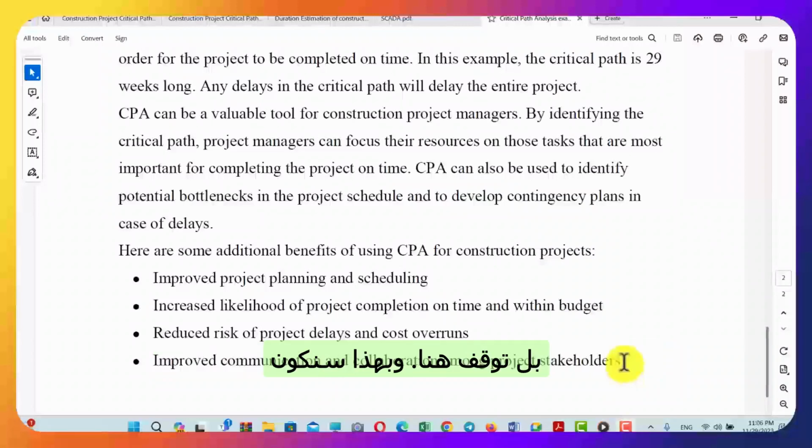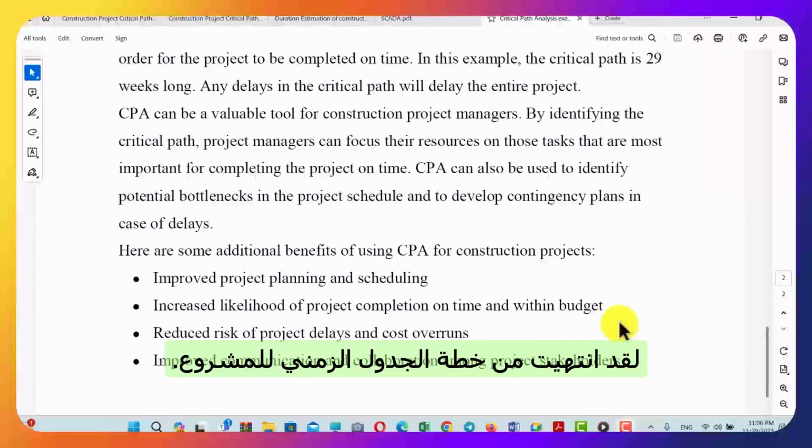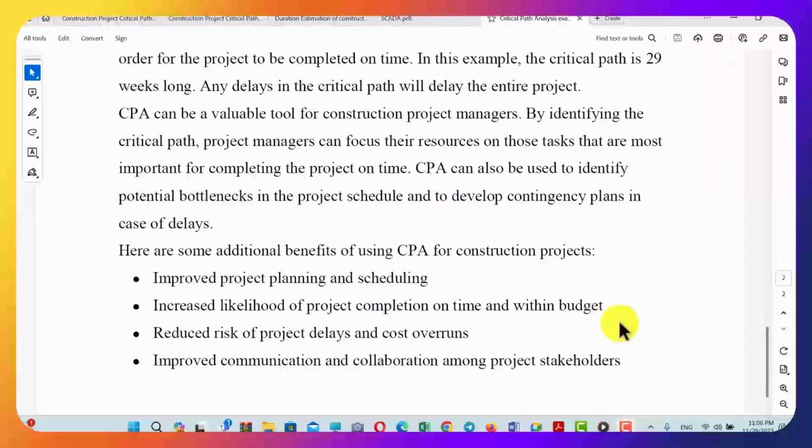So I'll stop here, and by this we have finished this project schedule plan. And this will be considered the last lecture in this subject. Okay, now we are finished, we are done. This is lecture 10, and this is the final lecture.